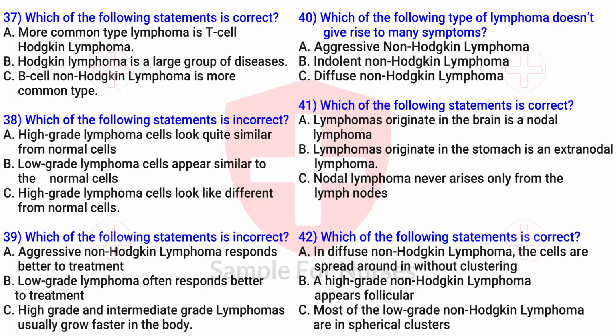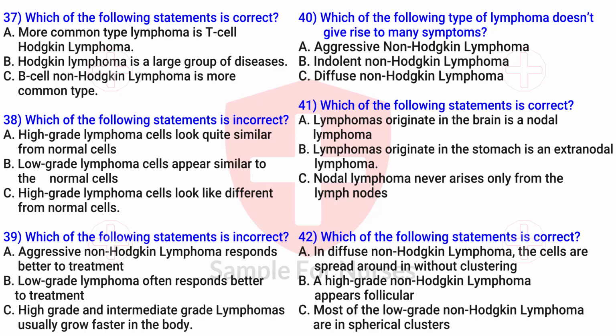Pathologists performing biopsy of the tumor define the cancers in terms of grade. High-grade lymphoma cells look quite different from normal cells. They tend to grow aggressively. Low-grade lymphomas have cells that look much more similar to normal cells and multiply gradually. Intermediate-grade lymphomas fall somewhere in the middle. The behavior of these types is also described as indolent and aggressive.